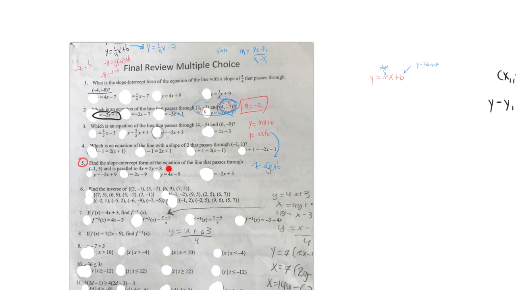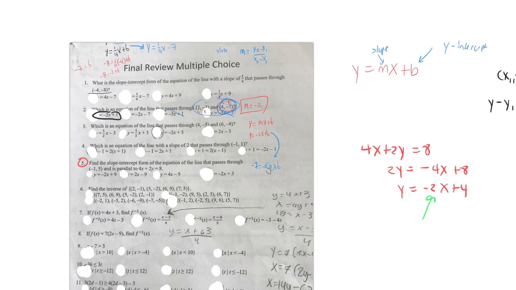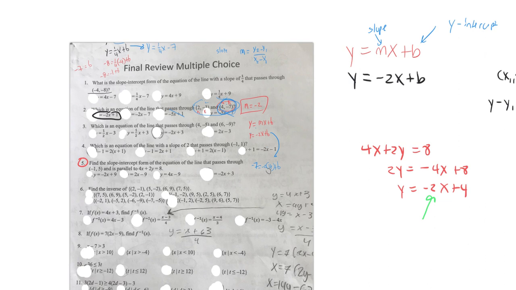So what we could do is find the slope of this line. I'll rewrite the equation over here. It's 4x plus 2y equals 8. You can subtract 4x from both sides and divide by 2. So we have y equals -2x plus 4. So it looks like the slope is -2, which means that if we're going to construct another line in slope-intercept form, we can begin that process now. We can say y equals -2x plus b.